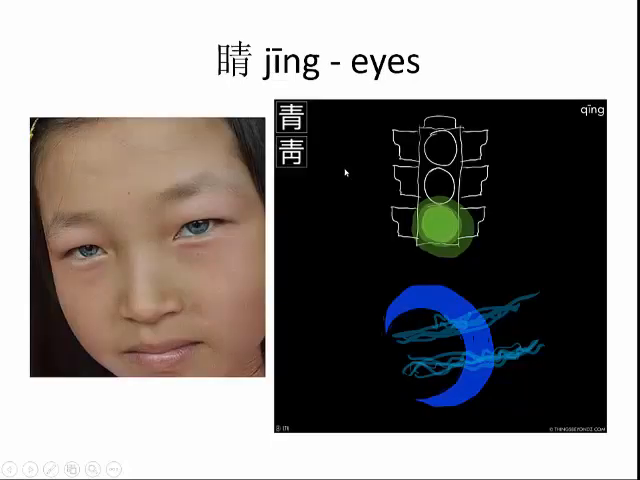The next character is jing, which also means eyes. We say yanjing for eyes. And it combines again the eye radical and then the qing, the blue-green character. Now this isn't because eyes are blue-green, although some Chinese people do have naturally blue eyes. And these aren't mixed race people. These are just naturally blue-eyed Chinese. It does happen. But this character is because of the sound. Qing rhymes with jing, yanjing.